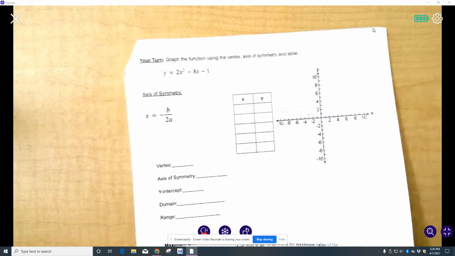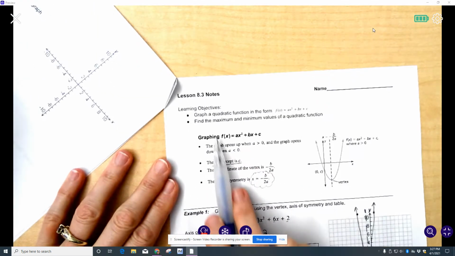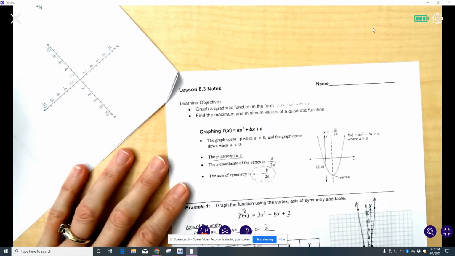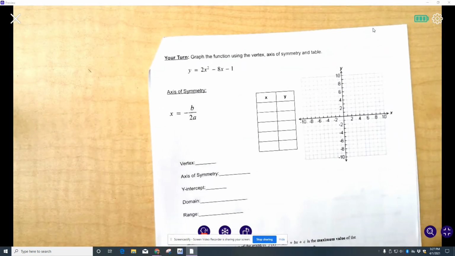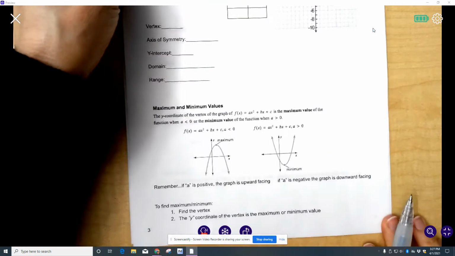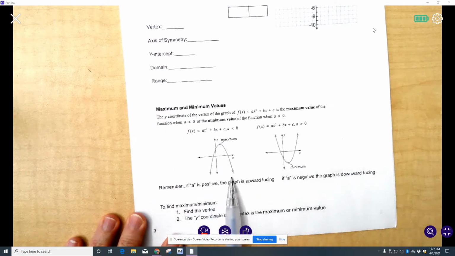In this video, we are going to be doing a couple more examples from section 8.3. We're going to be looking at our second learning objective, which is finding the minimum and maximum values of a quadratic. So you are on the bottom of page 3 here with a few reminders.